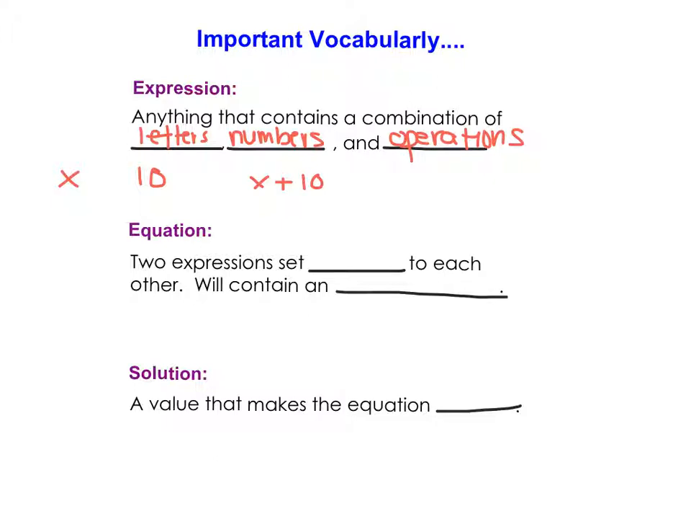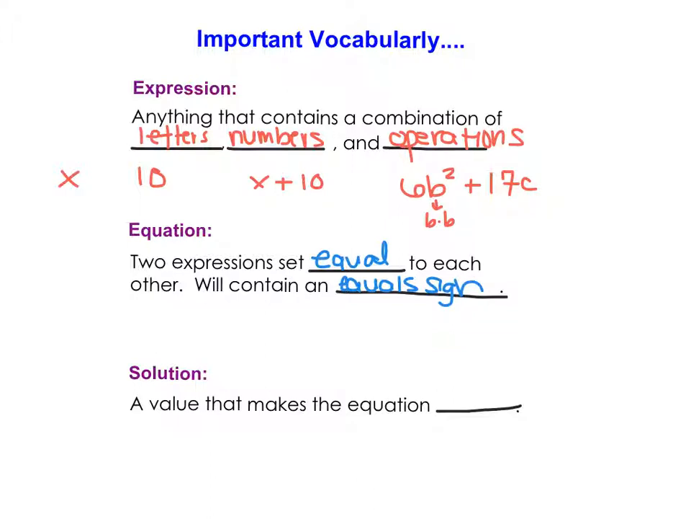You could also have something like 6b squared plus 17c. Again, you have letters, numbers, operations, because b squared is really b times b, and that's it. So that's what an expression is at its most basic level. Then from here, an equation is something a little bit different. An equation is two expressions set equal to each other and will contain an equals sign.